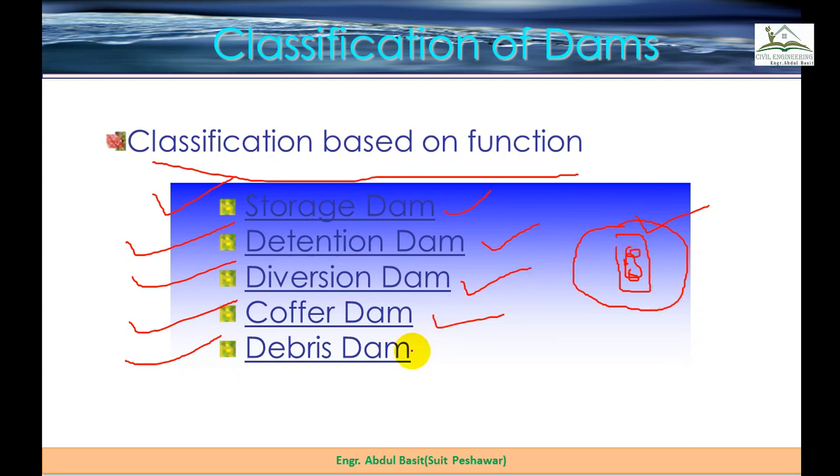Debris dam is constructed for controlling the debris from moving to the original dam structures. For example, in Tarbela Dam, we may construct a debris dam on the upstream side so that the debris or the silt should not flow towards the Tarbela Dam and fill it, to increase its lifetime.